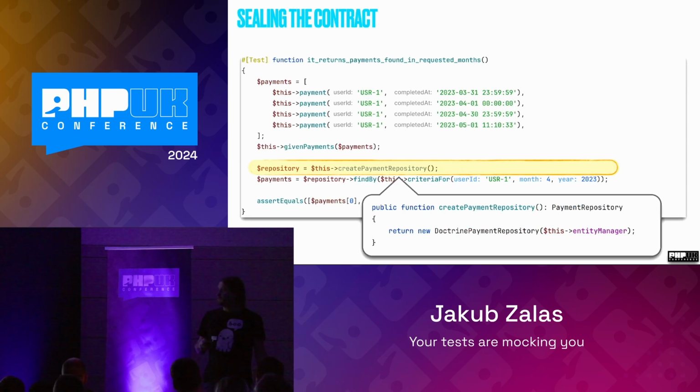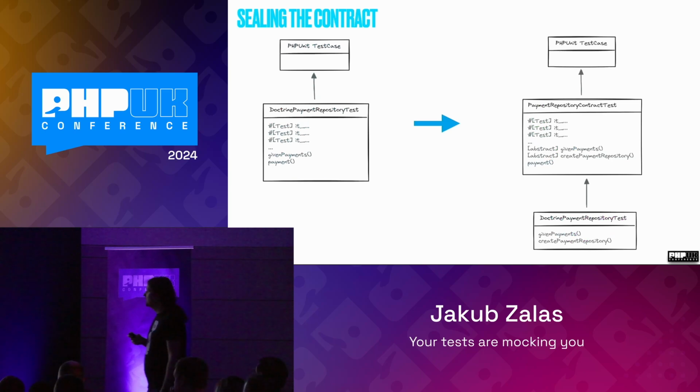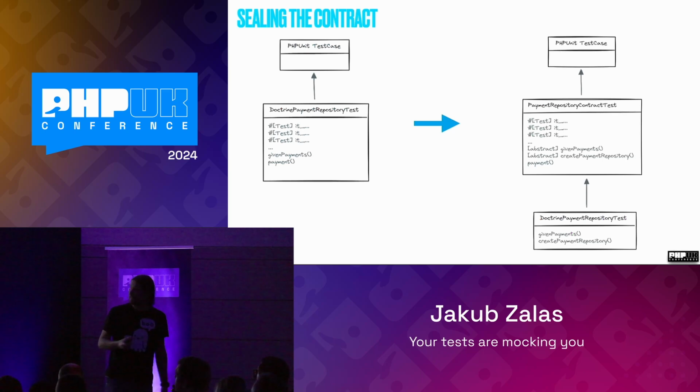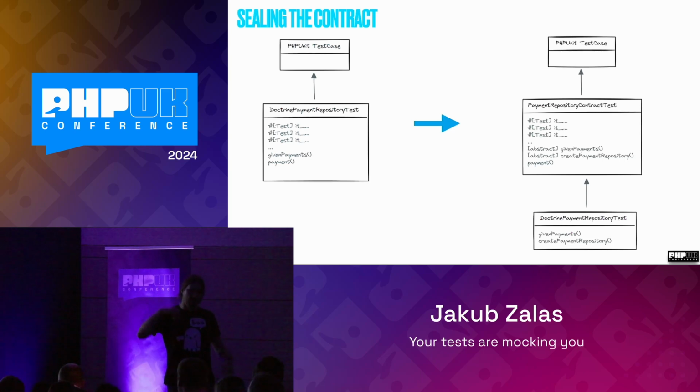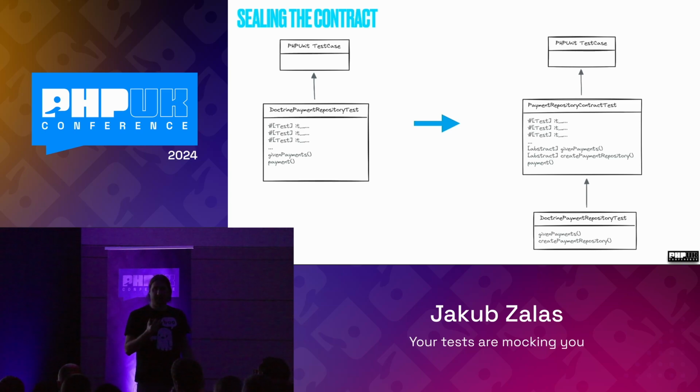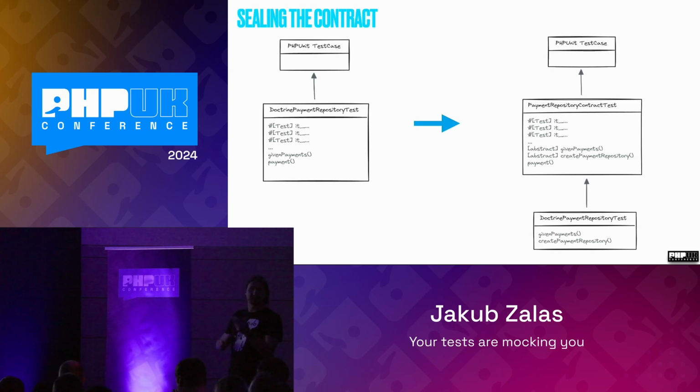And we do that so we could create a base test case for that contract. So we inject a new test case in between our PHPUnit test case and our test case, and push everything that's implementation agnostic to that test case. So all the test class methods are there.